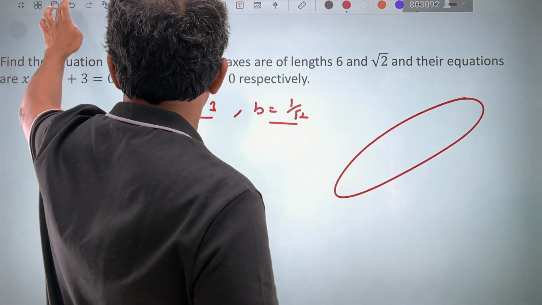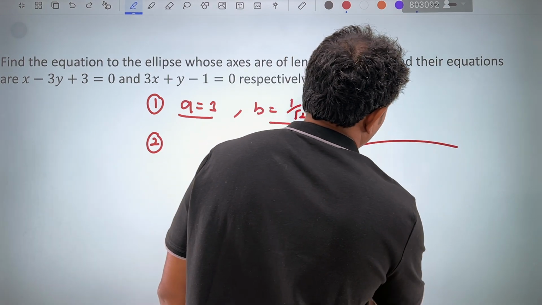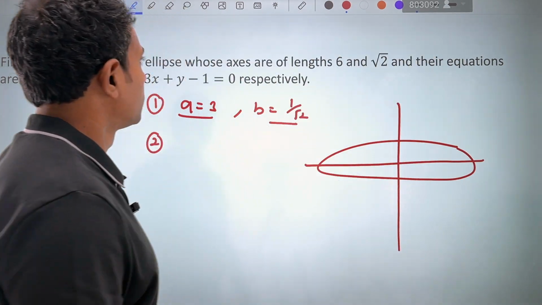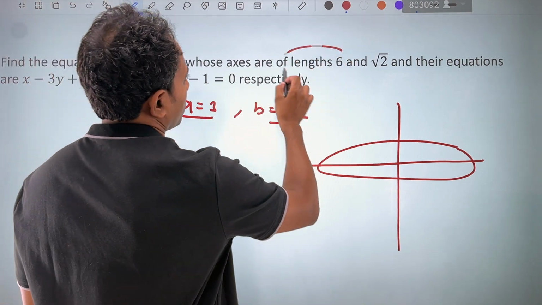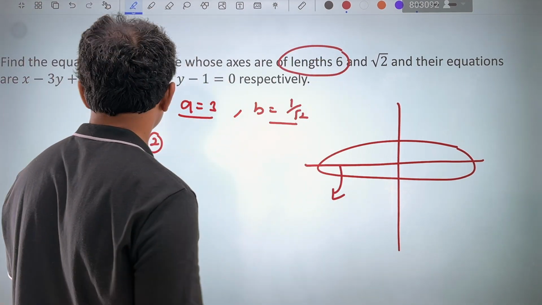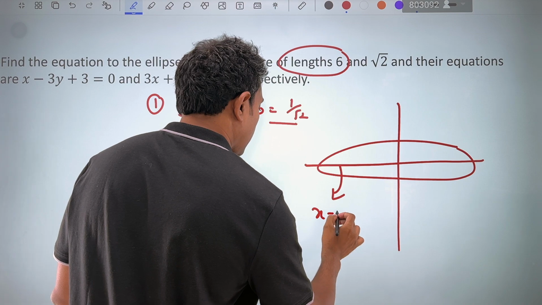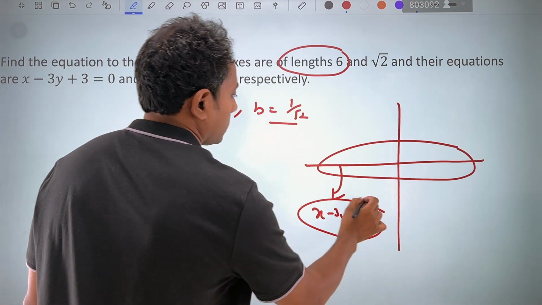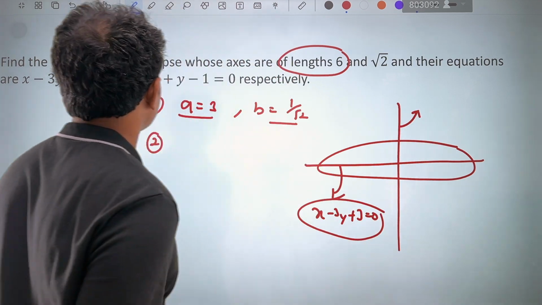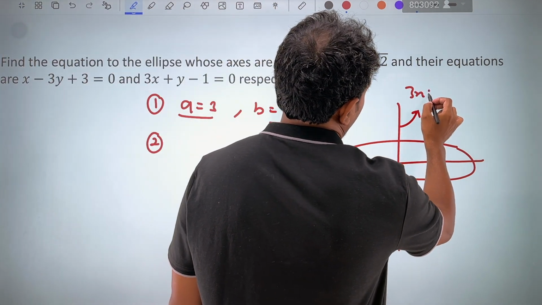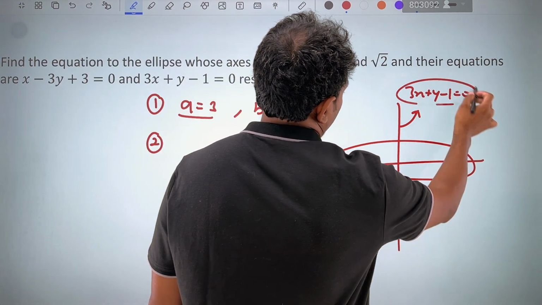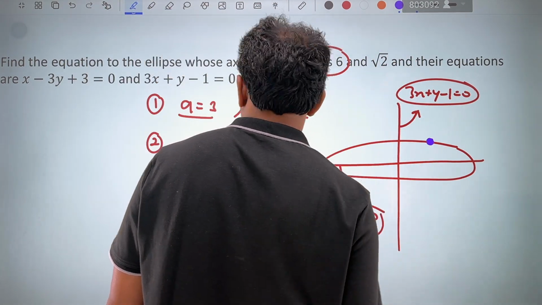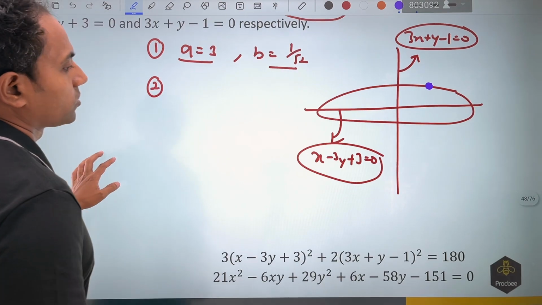So instead of drawing such an oblique diagram, I will simplify the idea using a straightforward diagram so that it is easily graspable. So what it is saying is that the bigger one has this equation. This major axis has the equation x minus 3y plus 3 equal to 0, and the one with a smaller length has the equation 3x plus y minus 1 equal to 0. So now what I have told you is, if I take a point, so what was the idea? Both the things are given to me.